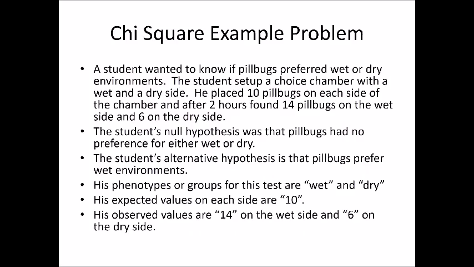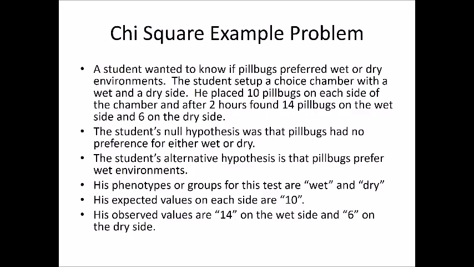So here's an example. We have a student who wanted to know if pill bugs preferred wet or dry environments. He set up a choice chamber with a wet and a dry side. He placed 10 pill bugs on each side of the chamber, and after 2 hours, he found 14 on the wet and 6 on the dry side. So his null hypothesis was that there's no preference for wet or dry. They don't care. That's his null hypothesis. His alternative hypothesis is that pill bugs like wet better. They prefer wet. So his phenotypes are wet and dry.